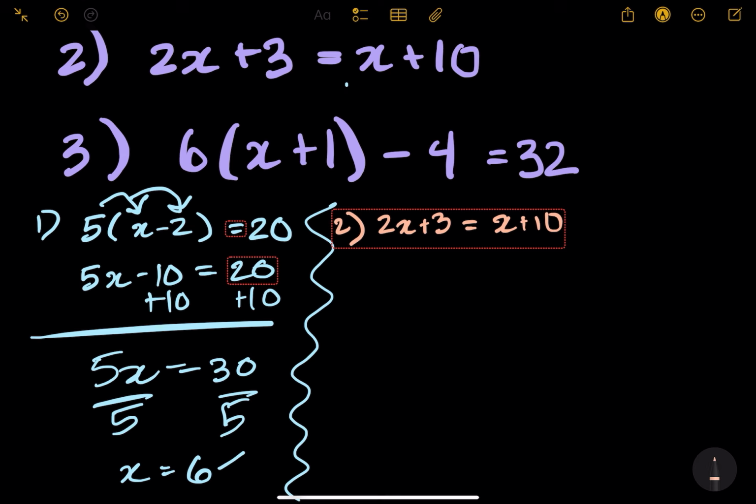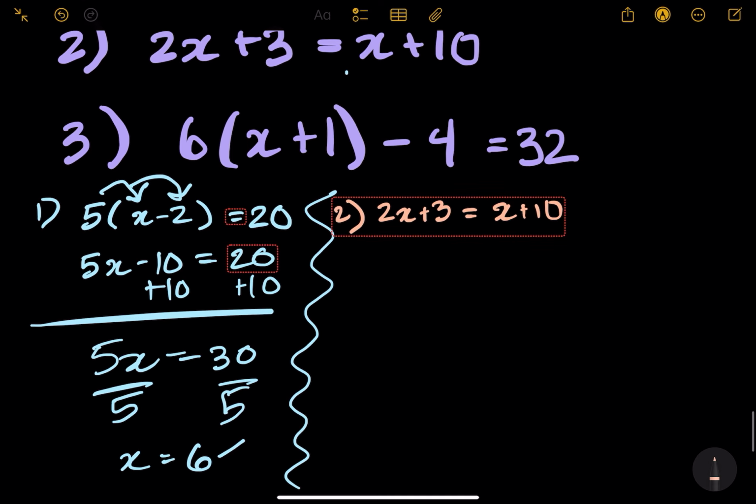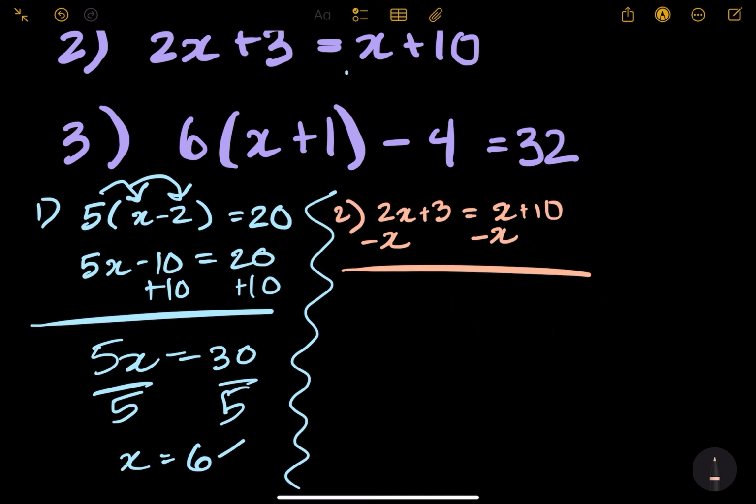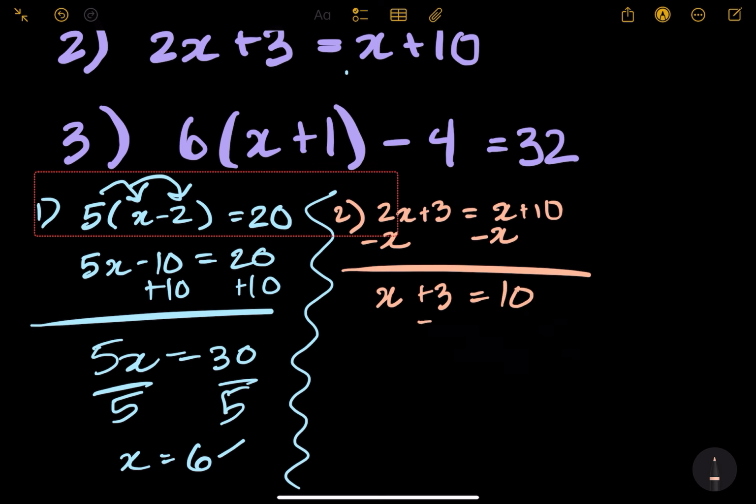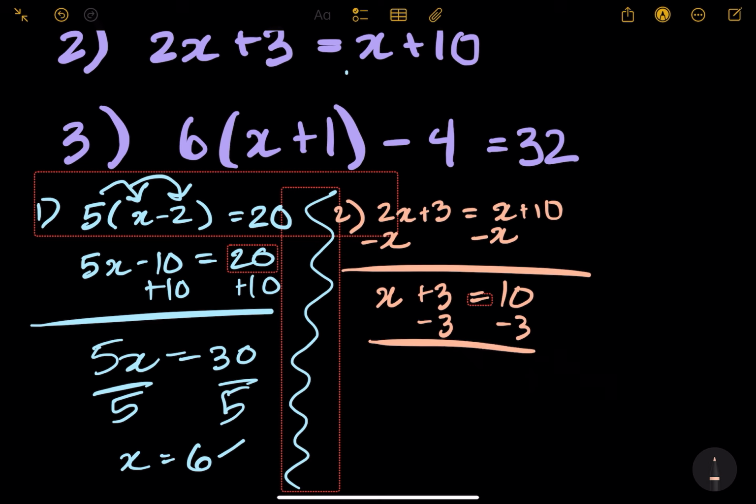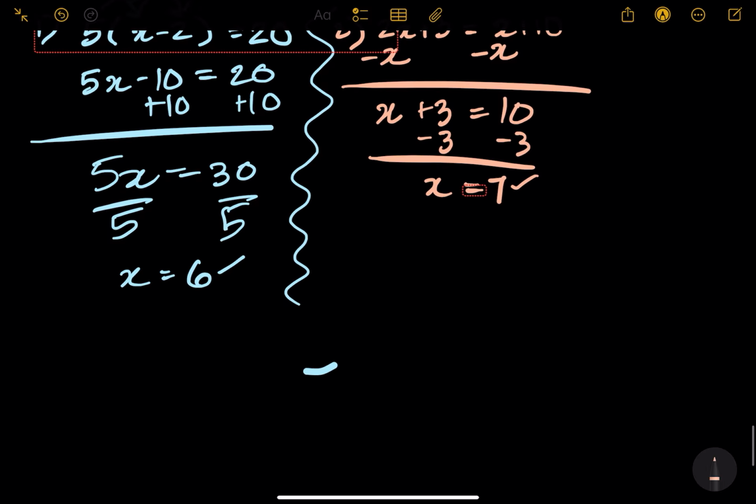Then we have to move all of our variables to one side. As I said, I like to keep all of my terms on the left. So I'm going to subtract x on both sides. Okay, so 2x minus x gives us x plus 3 equals 10. Subtract 3 on both sides. X is equal to 10 minus 3, which is 7.